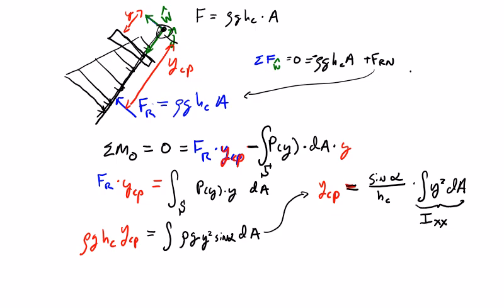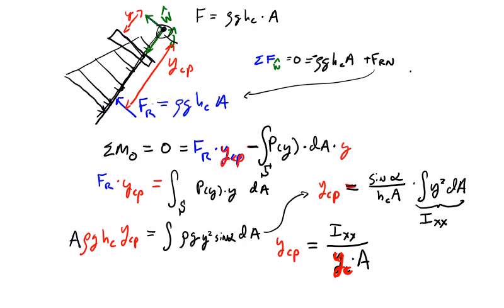All right. Now sine alpha over hc. Oh, and I forgot there's an A over here. There's an A over here. All right. We can rewrite this in a number of ways, but the easiest thing to do is to write it like this. So this is that ycp equals Ixx over yc times A. All right.